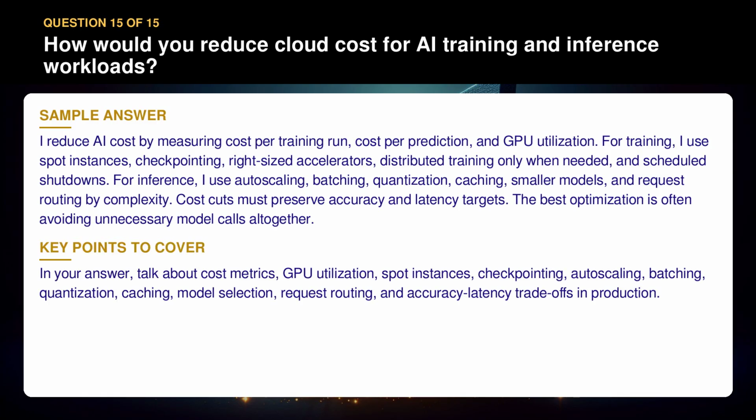In your answer, talk about cost metrics, GPU utilization, spot instances, checkpointing, autoscaling, batching, quantization, caching, model selection, request routing, and accuracy latency trade-offs in production.